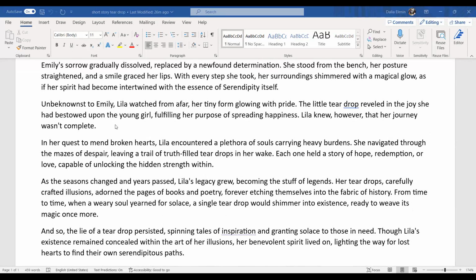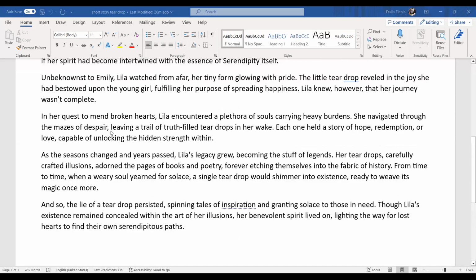Unbeknownst to Emily, Leela watched from afar, her tiny form glowing with pride. The little teardrop reveled in the joy she had bestowed upon the young girl, fulfilling her purpose of spreading happiness. Leela knew, however, that her journey wasn't complete.